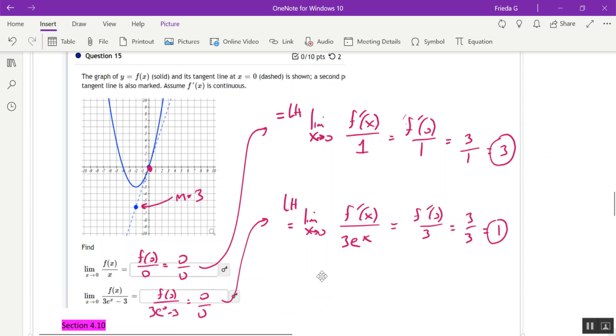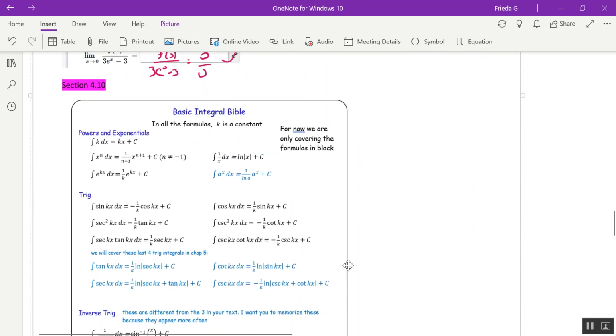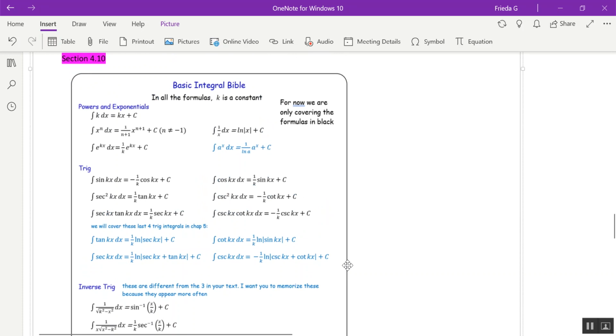Okay, 410 is antiderivative. So you're going to have to memorize this integral Bible for the rest of the semester, so you may as well get used to it now. It's not just memorization. This is just taking a derivative backwards. So, for example, the derivative of e to the kx, if k is constant, is k e to the kx. So this formula makes sense.